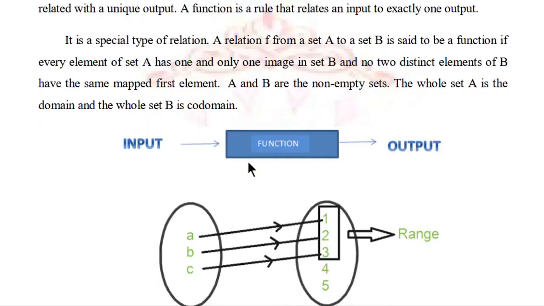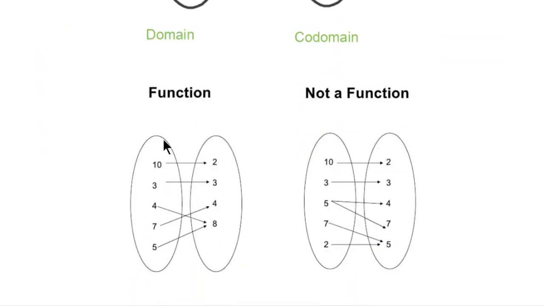Consider an example. This is a function because every element of set A has one and only one image in set B. The image for 10 is 2. The image for 3 is 3. The image for 4 is 8. The image for 7 is 4. The image for 5 is 8. But in this case, element 5 has two images. Those are 4 and 7. So it is not called a function.